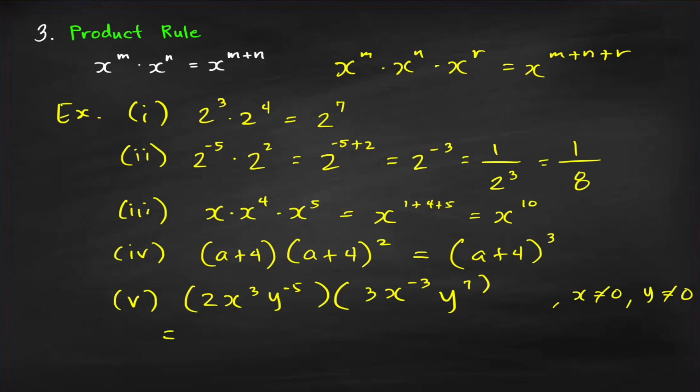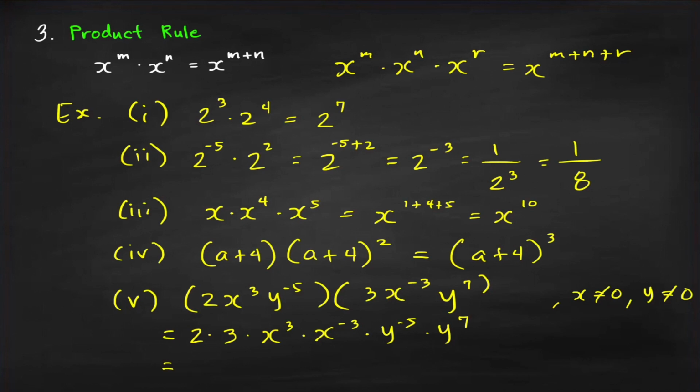So this is equal to, let's say, first we multiply the constant coefficients, 2 times 3, and then multiply x cubed with x raised to negative 3, and then y raised to negative 5, and then y raised to 7. So when you're performing products, you can change the order. Order is not important, and also grouping is not important because multiplication is commutative and associative.